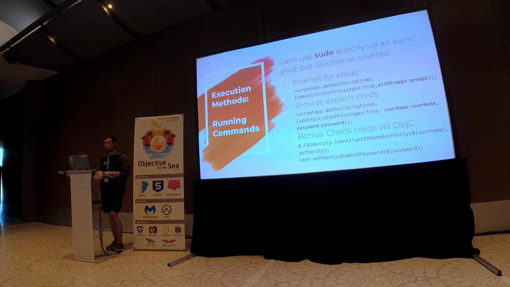If you have the creds already, you can use the same sort of thing and supply these two additional ones, username and password, pass them in, and now you're essentially doing sudo. A kind of third bonus, thanks Apple, is that in the collaboration framework, if you do the identity with name, there's an authenticate with password function. All its purpose is to tell you true or false if this password is for this user. It doesn't spawn a process, doesn't seem to have a lockout capability, so you can essentially brute force passwords natively through the API.